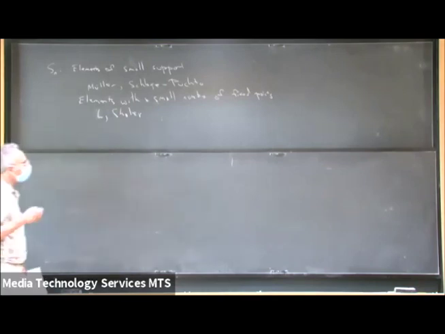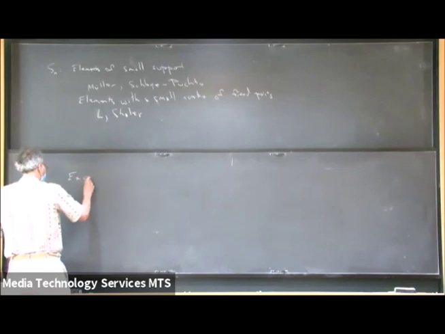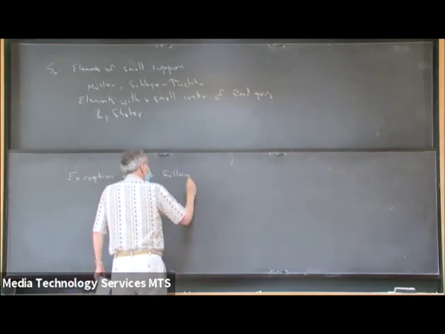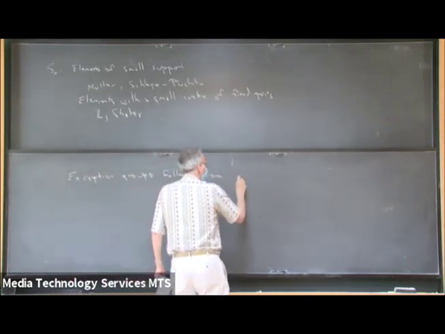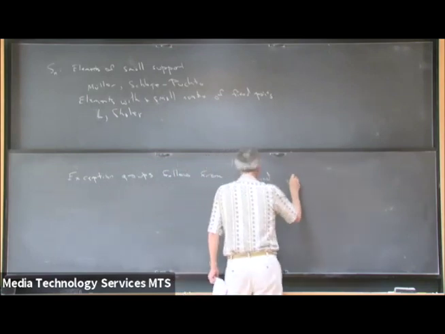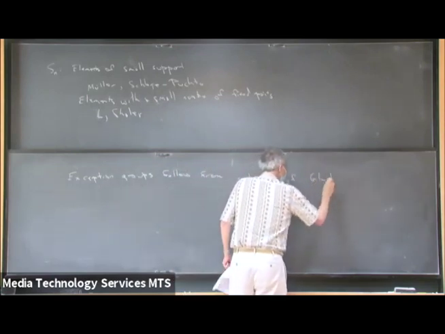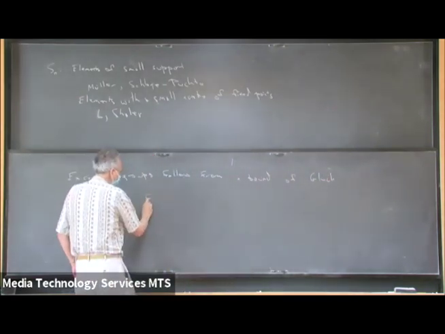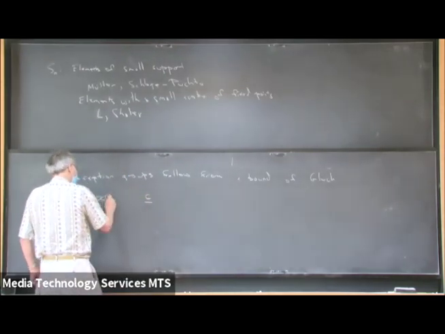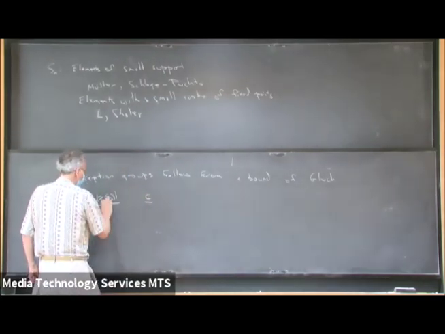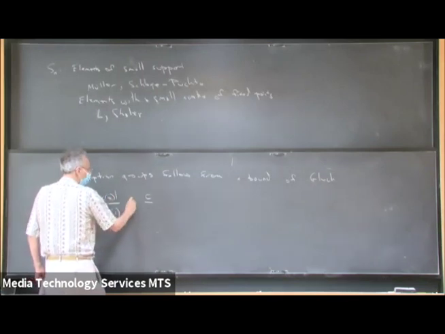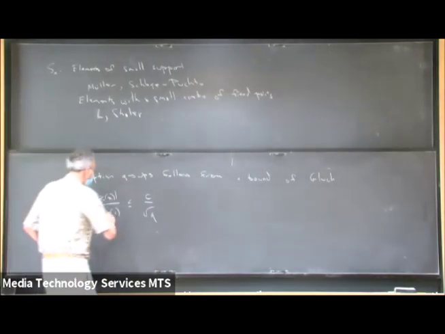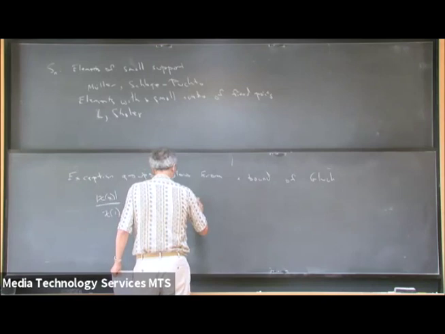So let me just say that exceptional groups are not a problem. It's a bound of David Gluck, and I can't remember precisely what the statement is, but it's something like this: that chi of x over chi of 1 is always less than or equal to, I think, c over the square root of q, if chi is non-trivial and x is non-trivial.